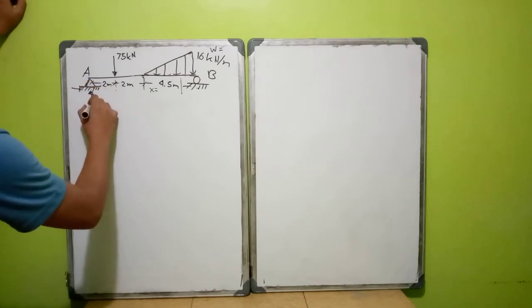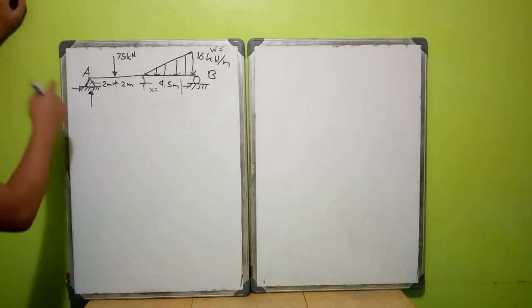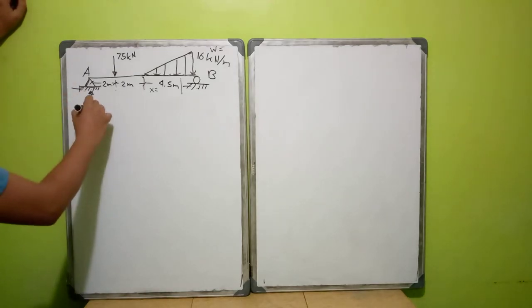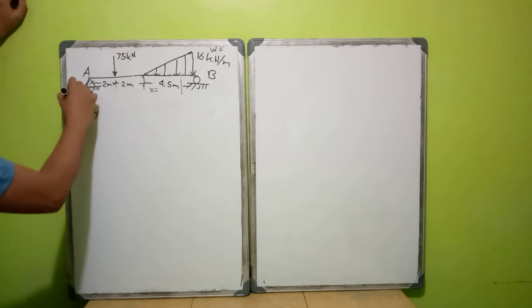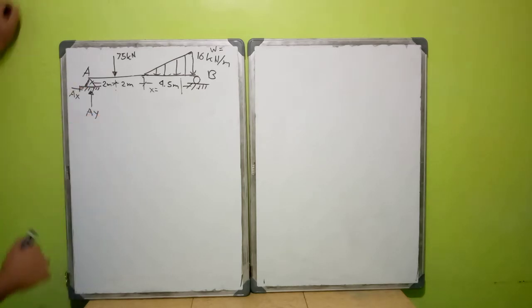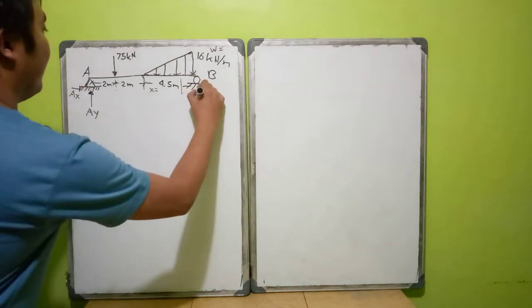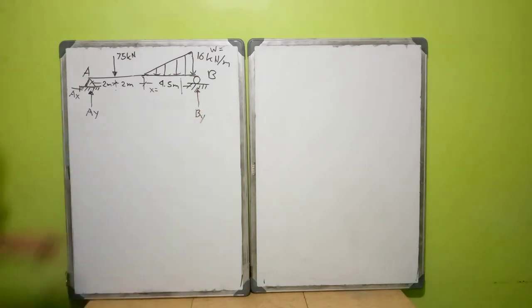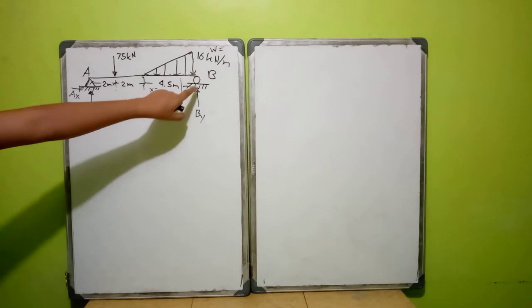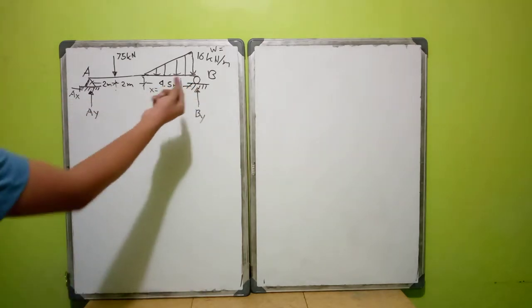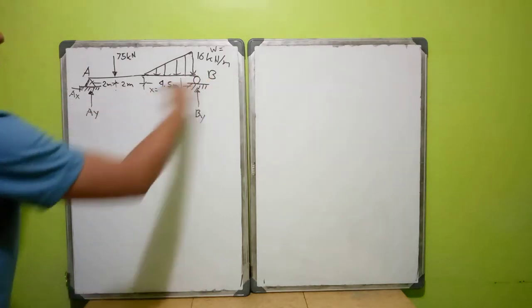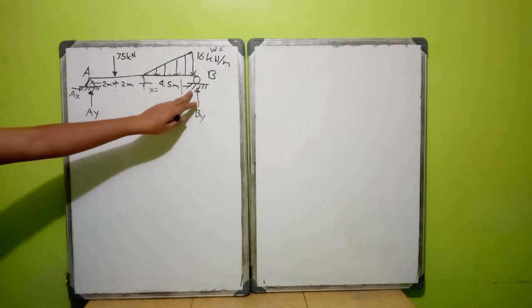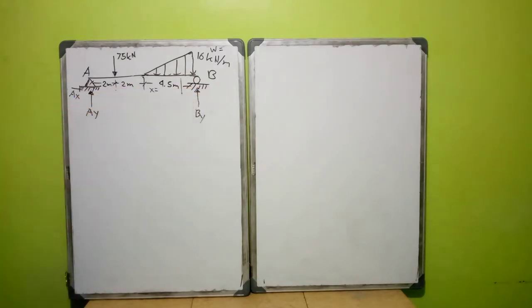reactions. Okay, so since this is pinned, it has two reactions. It has both vertical and horizontal reactions. And for B, we have only a vertical reaction. Since it is a horizontal roller, it can move from left to right. Because of that, it cannot resist horizontal loading, so it has only one reaction, which is vertical.